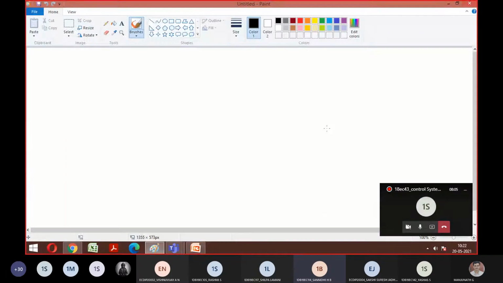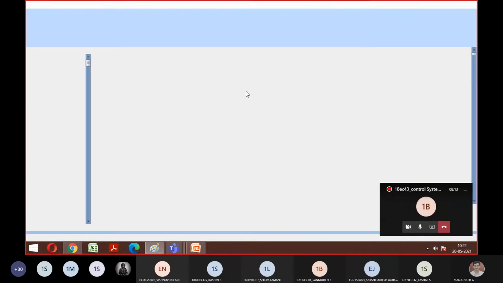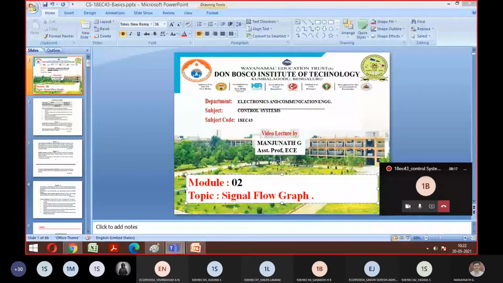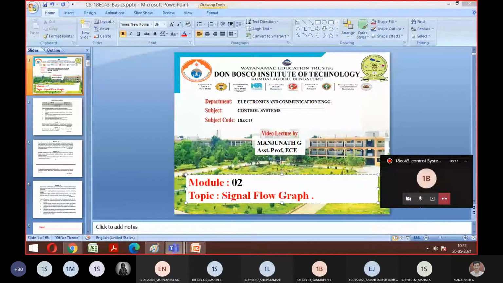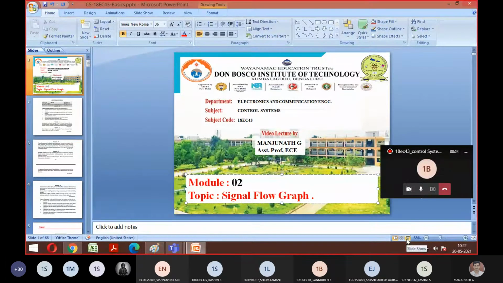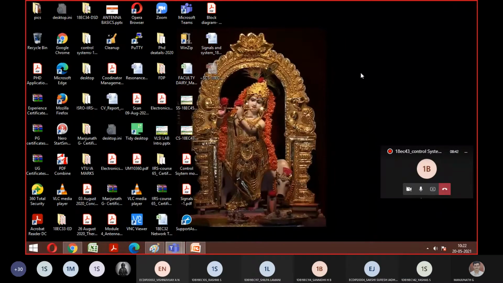So signal flow graph is just an alteration of your block diagram. The disadvantage of block diagram is that it is more tedious and complex for a complicated system. So at that time we went with one more new concept called the signal flow graph. This was developed by a person called Mason. I think in the last class I told you about this, and we discussed the difference between signal flow graph and block diagram. Is that correct, everyone? Okay, so let's move on.